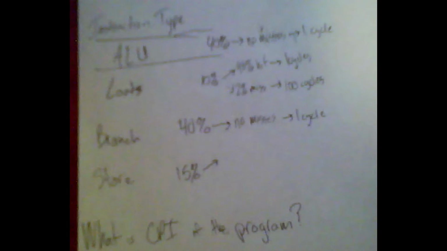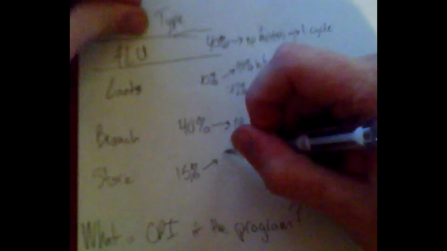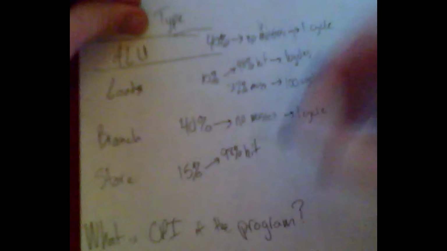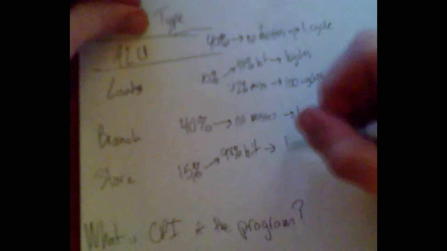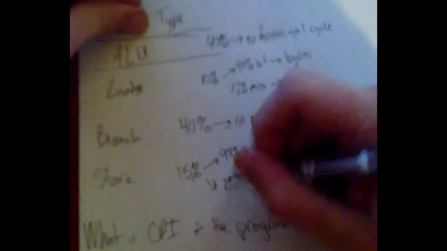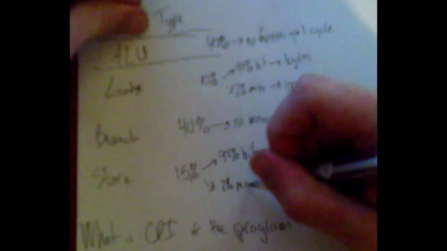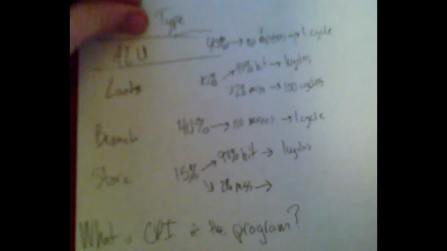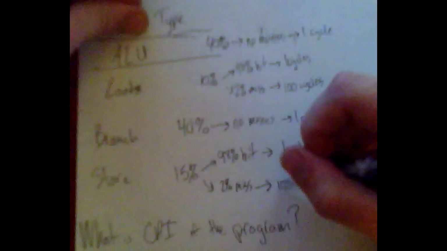Alright, so then we're going to go down to store. Now remember, this depends on what our percentages are that we're given. It's going to be set up the same exact way as loads. So 98% of the time you're going to get a hit, right? So you get a hit, so then you're going to have one cycle. And then you have your other 2%. 2% of the time you're going to miss. And then what happens when you miss? You are going to have a penalty of 100 cycles.